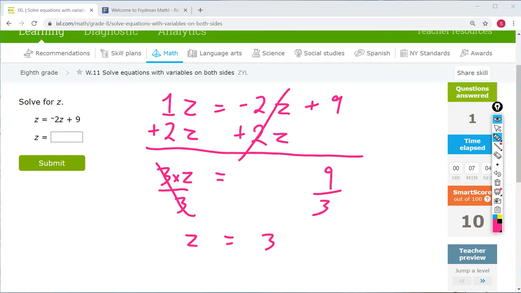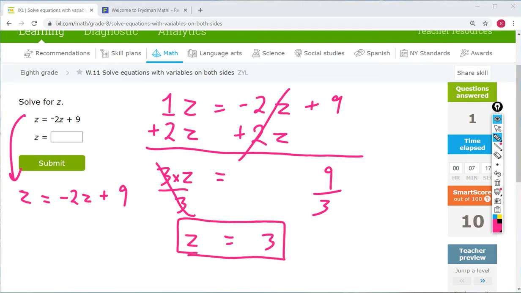Now let's check that. Let's write our original equation again. Z equals negative 2z plus 9. So z is equal to 3. Let's see. 3 equals negative 2 times 3 plus 9. 3 equals negative 6 plus 9.